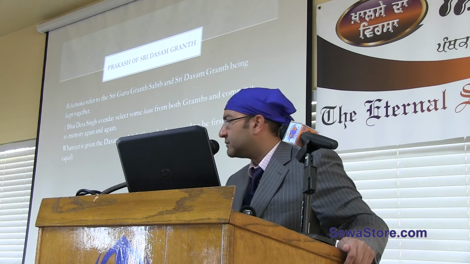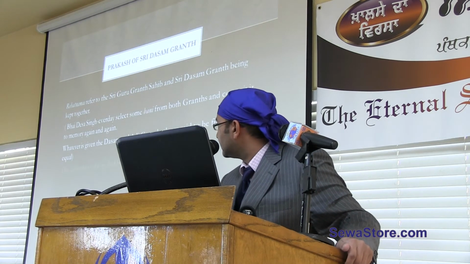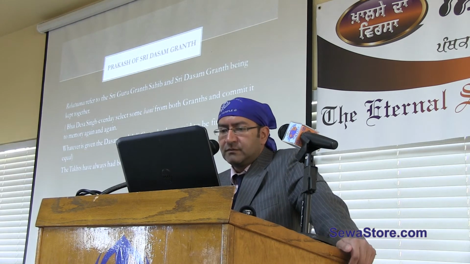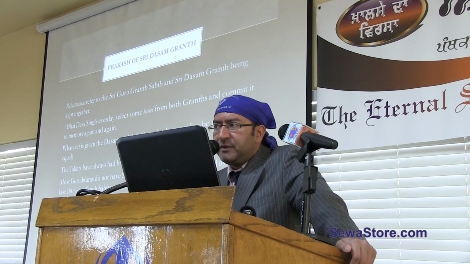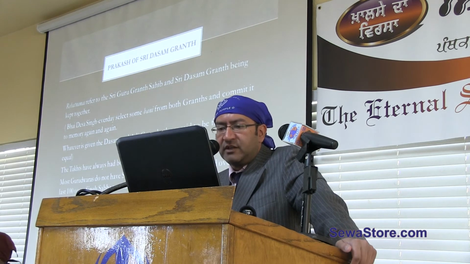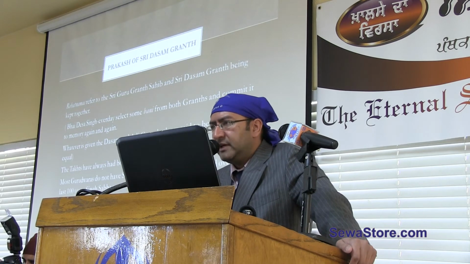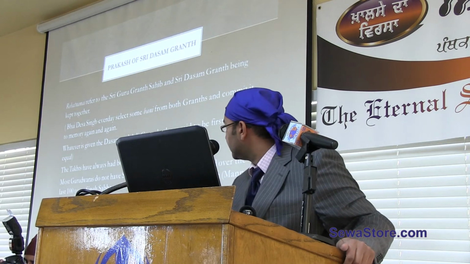The Takhts over the many millennia have had both Granths placed side by side. However, it should be stated, and it should be stated categorically, most Gurdwaras do not have Sri Dasam Granth Sahib in Prakash at the Gurdwaras.